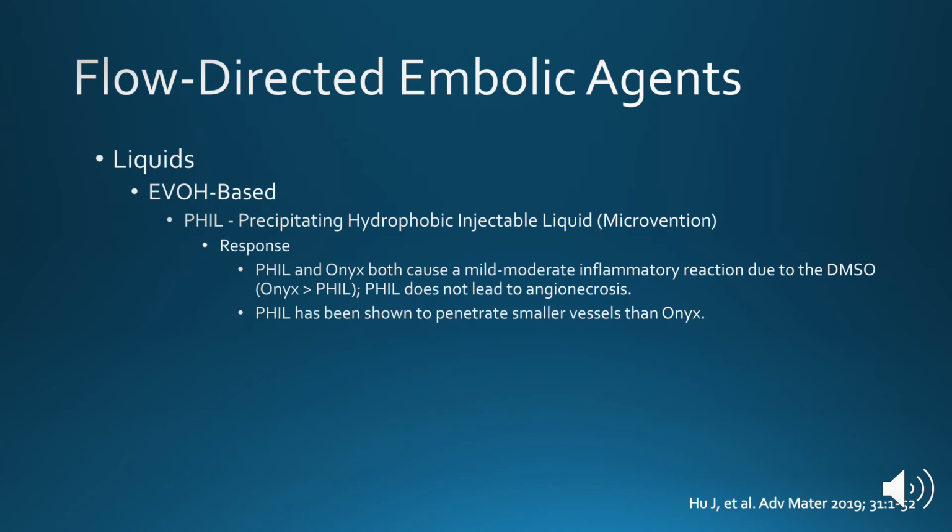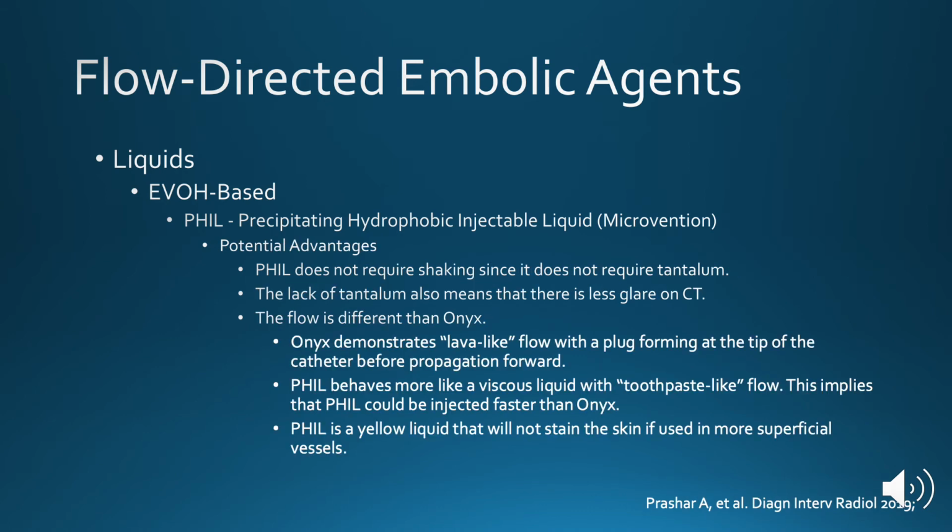FIL and Onyx both cause a mild to moderate inflammatory reaction due to the DMSO, and the one associated with Onyx is greater than the one associated with FIL, and FIL does not tend to lead to angionecrosis. It has been shown to penetrate smaller vessels than Onyx. There are several potential advantages to FIL over Onyx.